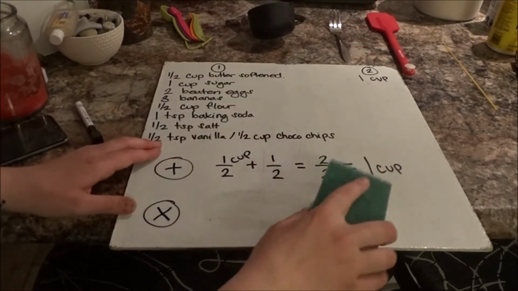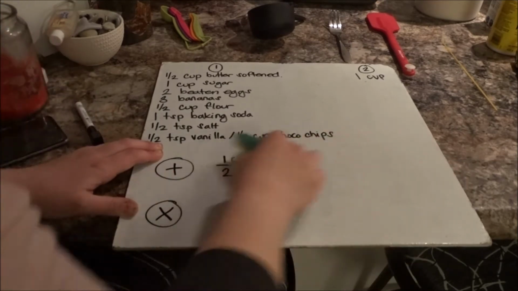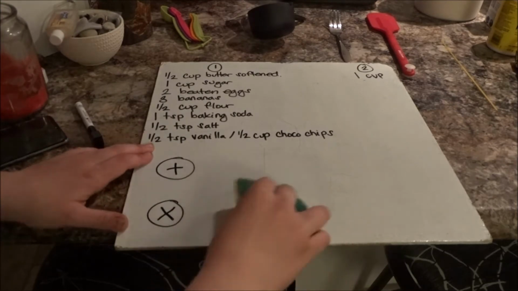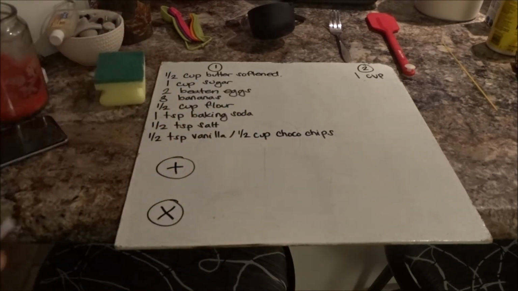Apparently, these yellow scrubbies work great as whiteboard erasers. And look at that, that took like nothing. That's amazing. Okay, now I know what I'm going to use.